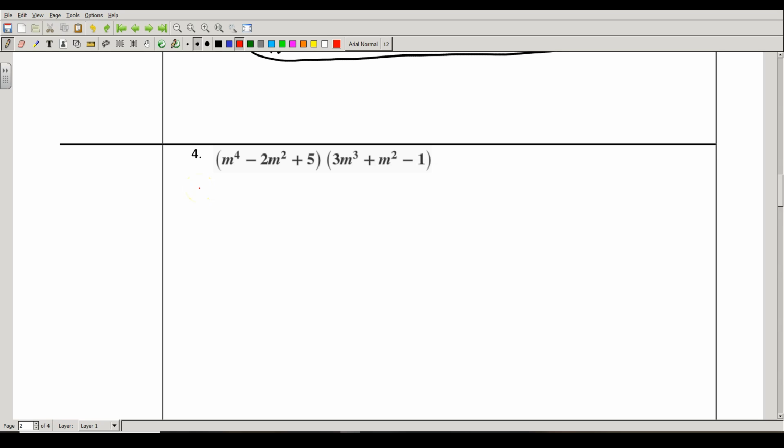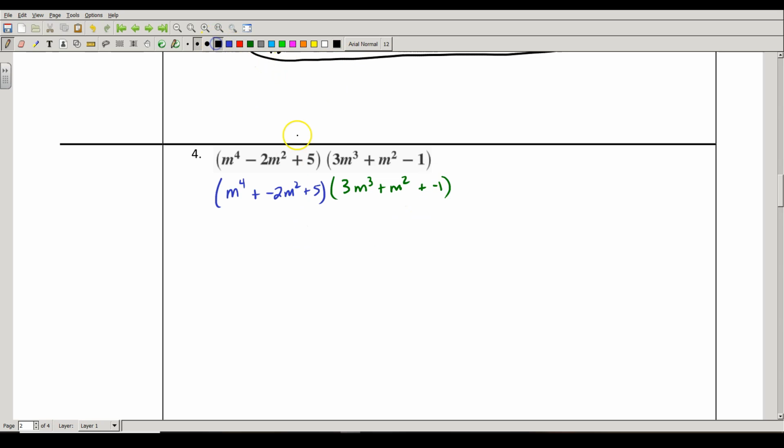I'm going to show you one alternative to multiplying these larger polynomials out, because this might help you. So here's the method, and it's just a simple box method. What I would do here is rewrite this one time. I'm going to change my subtractions to adding the opposite again. So I'm going to say this is m to the 4th plus negative 2m squared plus 5, and then multiply that by 3m cubed plus m squared plus a negative 1.